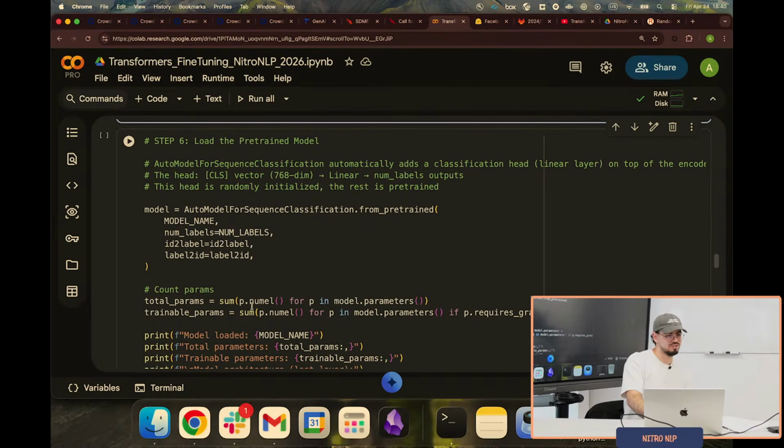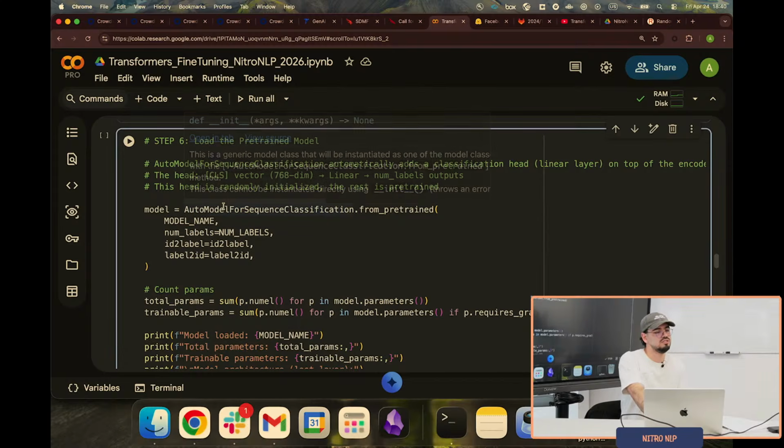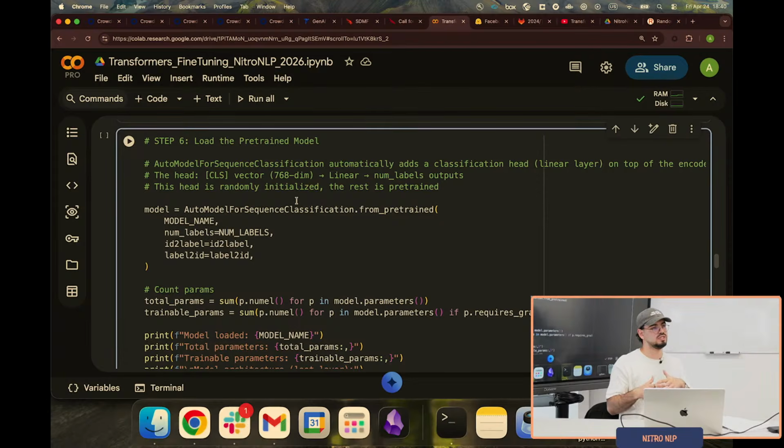All right. Then we're going to load our model. I know it's a lot of pre-processing or prerequisite stuff, but that's how it is. We're going to load it using AutoModelForSequenceClassification. What does that mean? That means we're automatically adding a classification head, or the linear layer that I talked about, on top of the transformer that we're using. The head is a CLS vector of 768 dimensions, followed by a linear layer, which we're adding, and then the number of labels as outputs, which is 6 in this case.